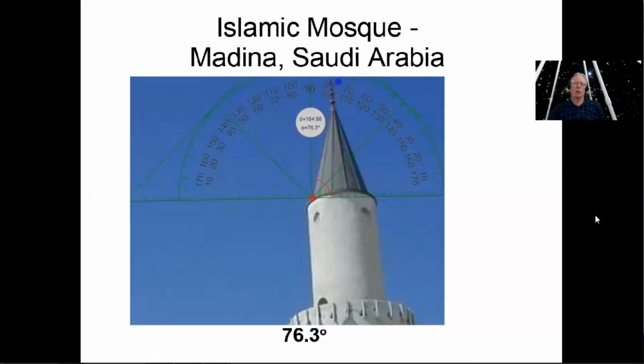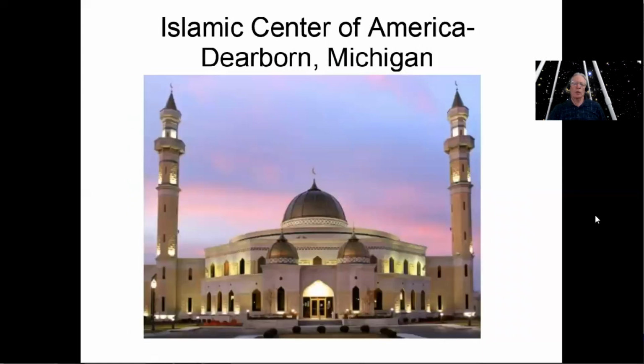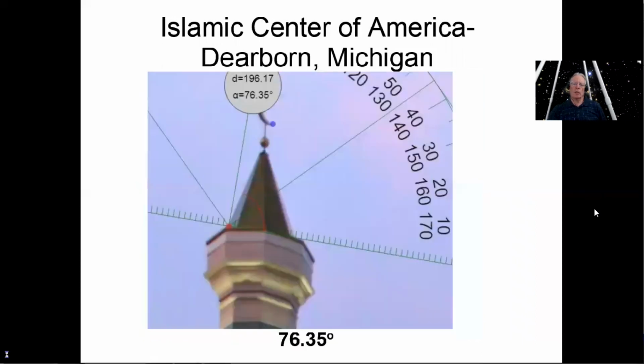Now we're moving on to Islam. We're going to see here a mosque in Madina, Saudi Arabia, again with a tower with the same geometry as that of the Stargate Pyramid. Here's the Islamic Center of America, which is the largest Islamic center in the United States, and it has 2 towers that have the geometry of 76.35 degrees.